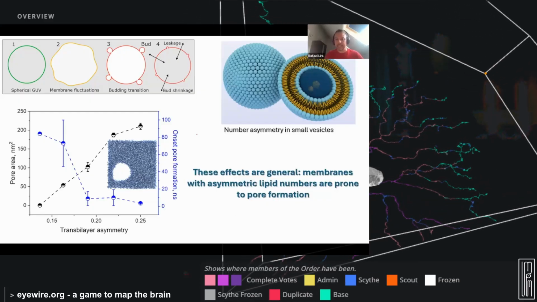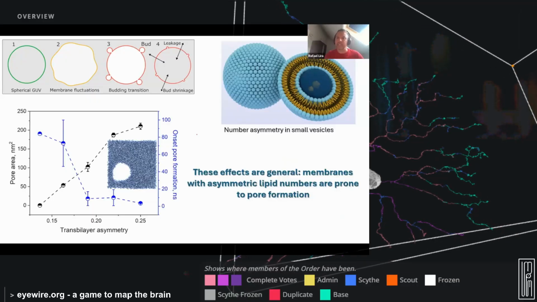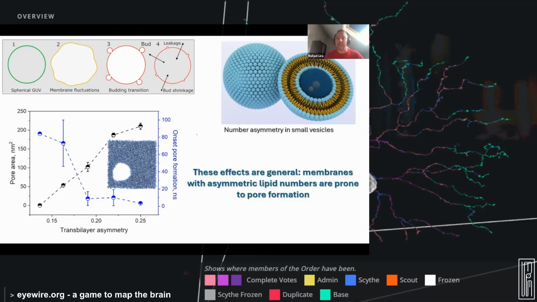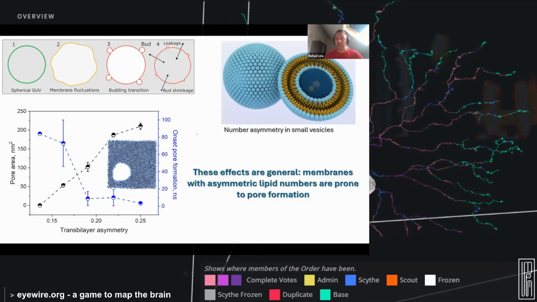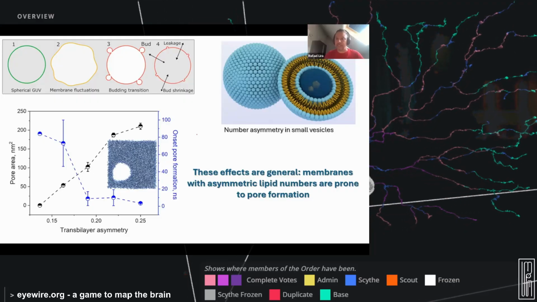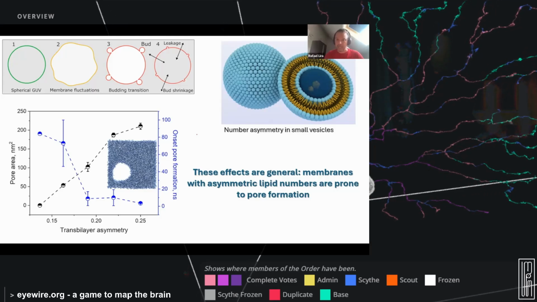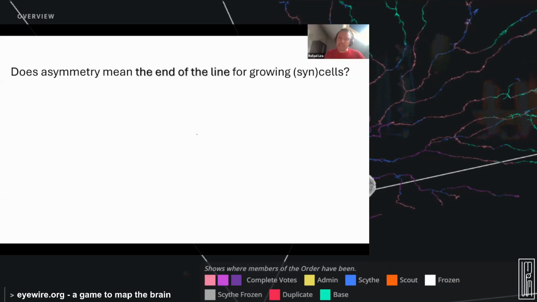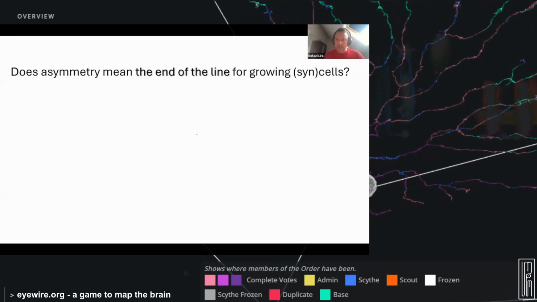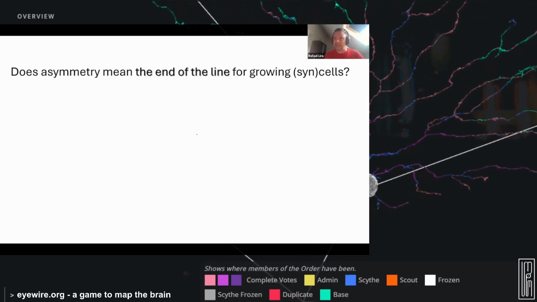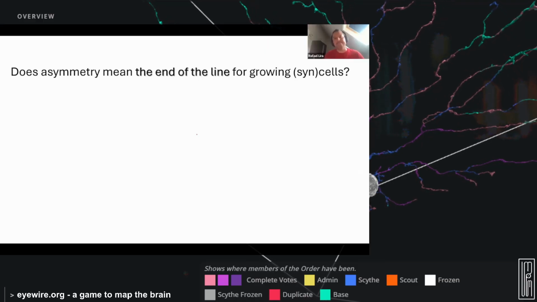The final message here is that these effects are very general. It's not specific to membrane fusion only. It would very likely happen with lipid synthesis too, and having an asymmetric number distribution of lipids across the membrane would lead to pore formation. So if we are growing a synthetic compartment and the membrane becomes disrupted in the process by forming pores, does that mean that it's the end of the line for growing synthetic cells?